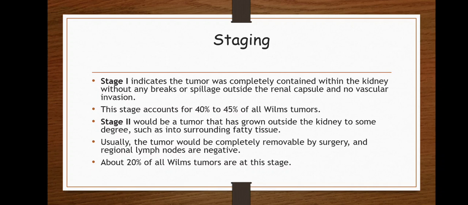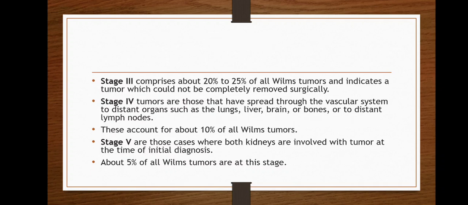Staging: so stage 1 indicates that the tumor was completely contained within the kidney without any breaks or spillage outside the renal capsule and no vascular invasion. This stage accounts for 40 to 45% of all Wilms tumors. Then stage 2 is a tumor that has grown outside the kidney to some degree, such as into the surrounding fatty tissue. Usually the tumor would be completely removable by surgery and regional lymph nodes are negative. About 20% of all Wilms tumors are at this stage.